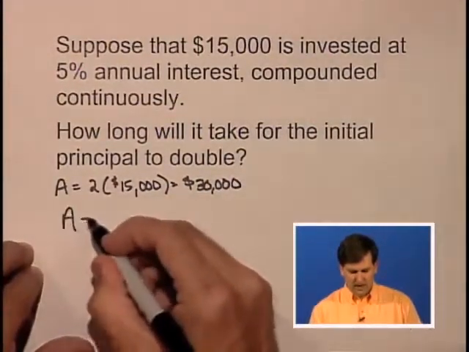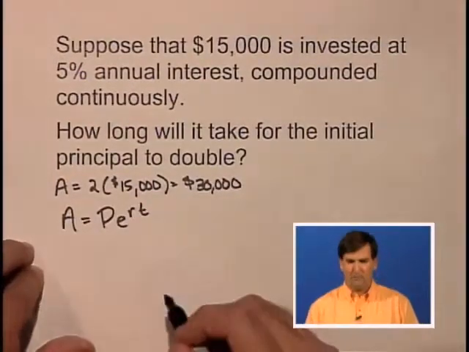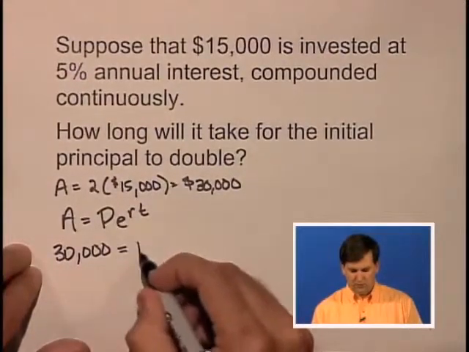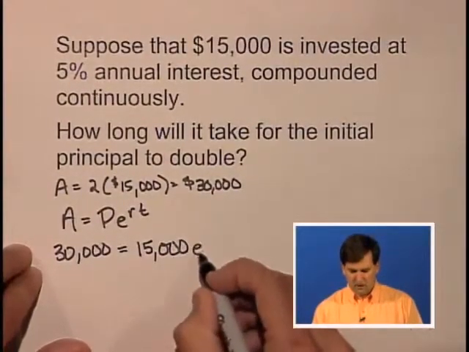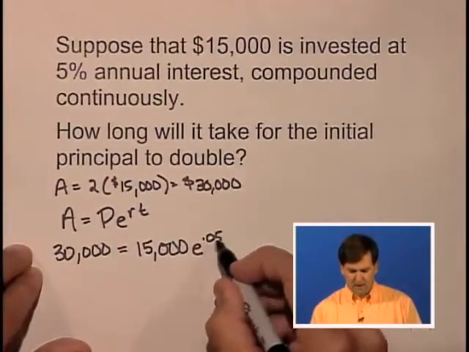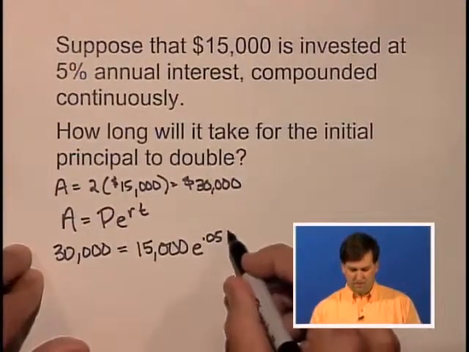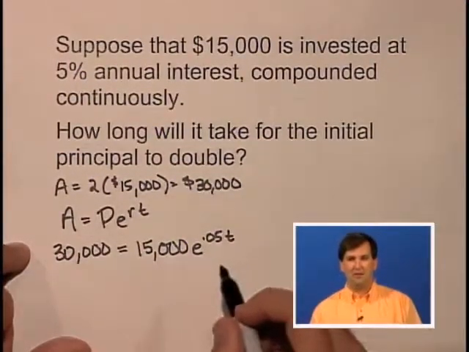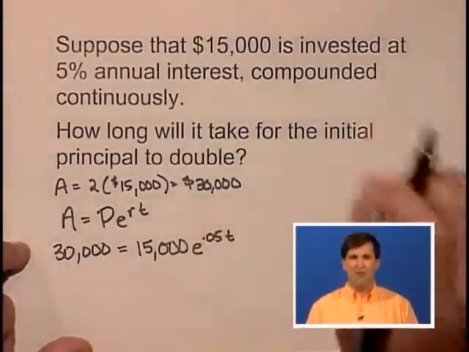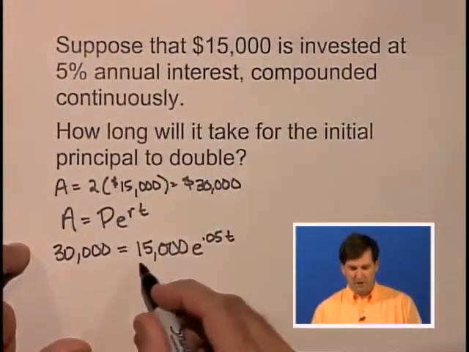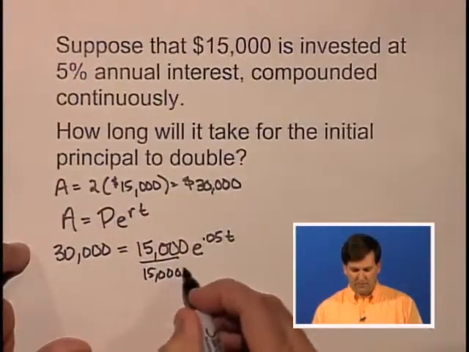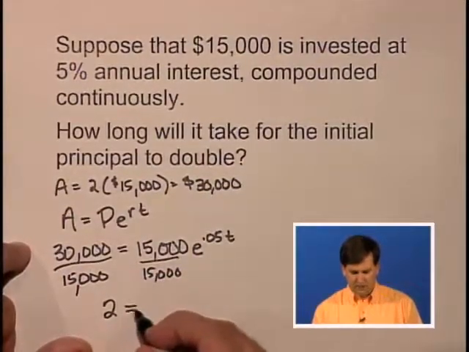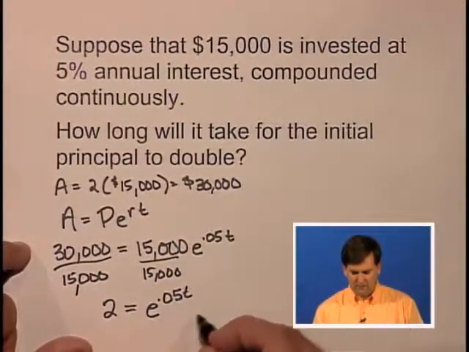We're still using the A equals P e to the rT formula. So we have 30,000 is equal to 15,000 e to the, I know the rate, that's 0.05, but what I don't know is t, the amount of time that this is going to take. So in order to get this into an exponential form, where it's just e to some power is equal to some number so that I can use logarithms, I'm going to divide both sides by 15,000. So we get 2 is equal to e to the 0.05t.